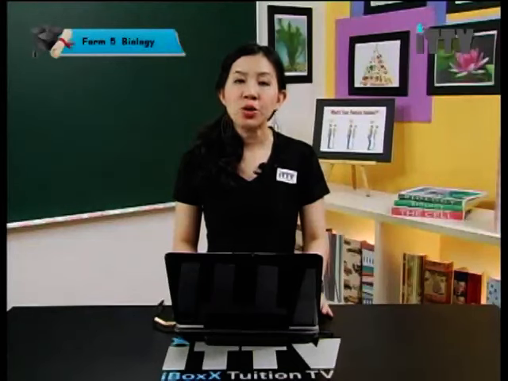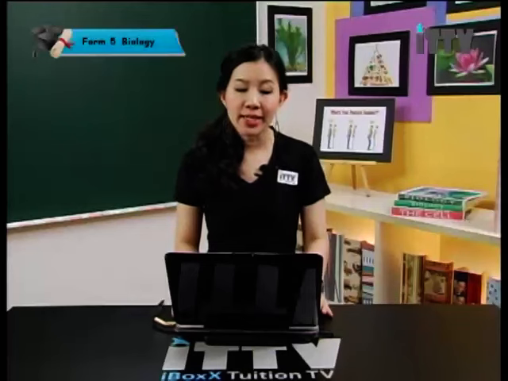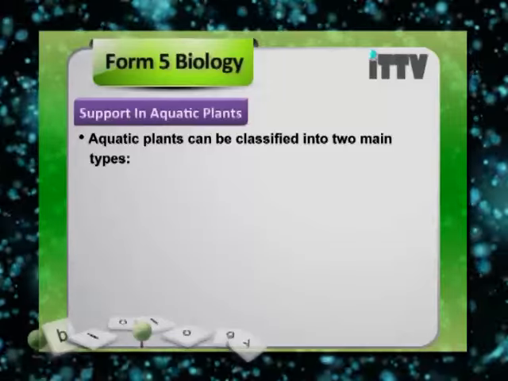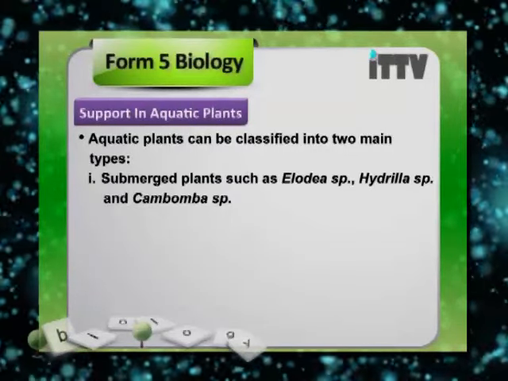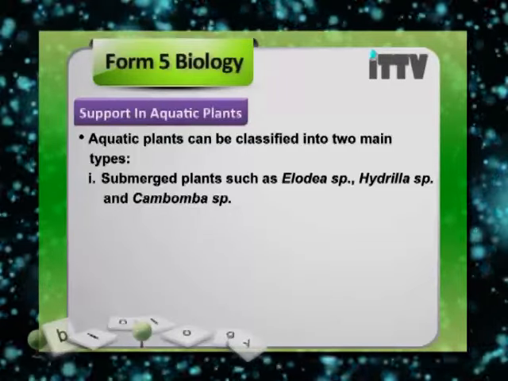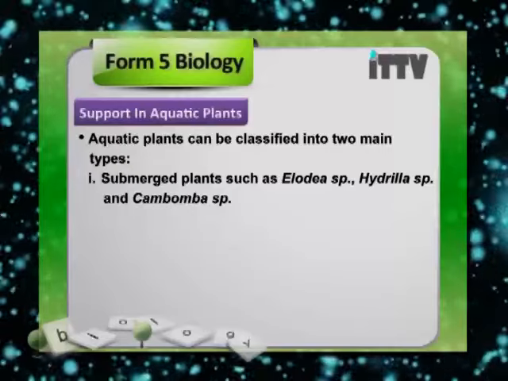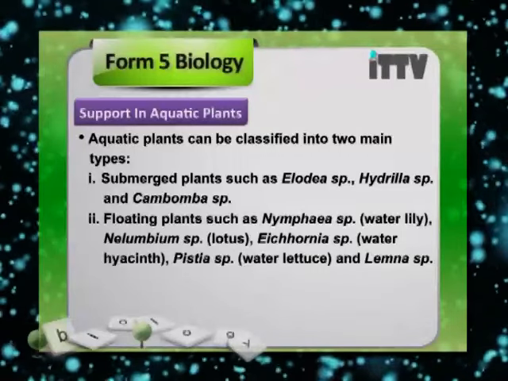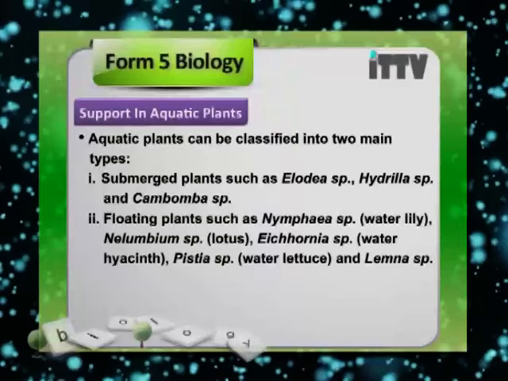So let us have a look at aquatic plants and their support. Aquatic plants, as we looked at just now, can be divided and classified into two main types. The first one will be the submerged plants such as Elodea, Hydrilla, and Cabomba. All these are just the genus names. Floating plants such as Nymphaea or water lily, Nelumbium, lotus, Eichhornia, water hyacinth, Pistia, water lettuce, and Lemna.